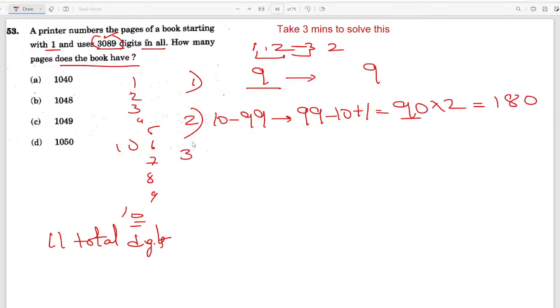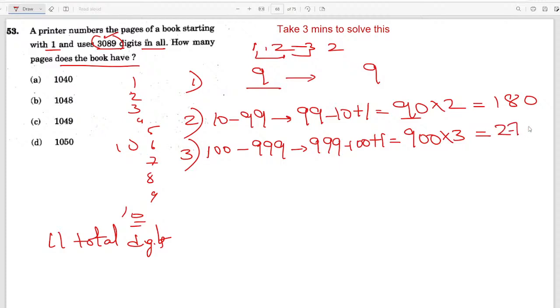And now we'll see the number of digits in 3-digit numbers. It is from 100 to 999. The total numbers would be 999 minus 100 plus 1. This would be 899 plus 1, that is 900. And the number of digits in each 3-digit number is 3. The total digits used is 900 into 3, which is 2700. 9 3s are 27, 2700.